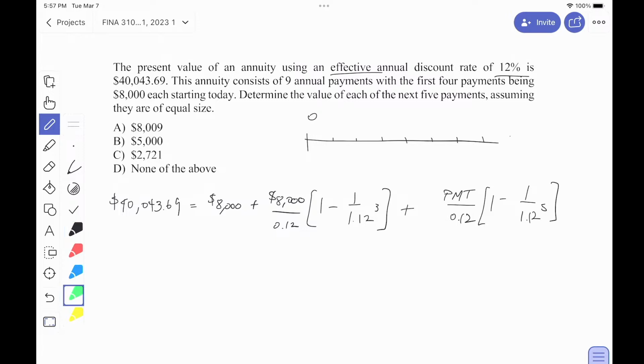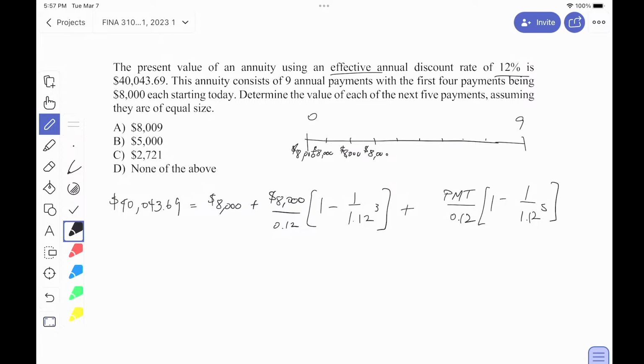And I'm out. Let's do that again. 1, 2, 3, 4, 5, 6, 7, 8, 9. So the first ones I know are 8,000. That says 8K, I'll just write 8,000. 8,000, 8,000, 8,000. And the first one here.